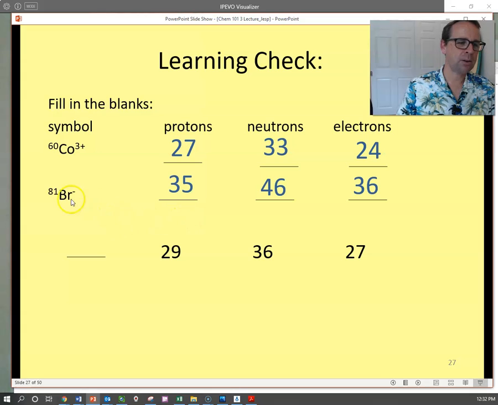All right. Now, the symbol off to the left here for this last scenario. 29 protons. Okay, copper. All right. 36 neutrons. What does that tell us? We're going to call it copper what? Copper 65. Very good. Copper 65. Does it have a charge? It has a charge. It does?